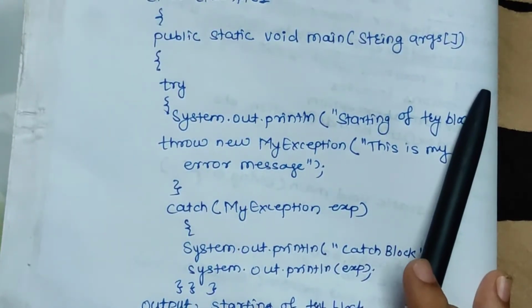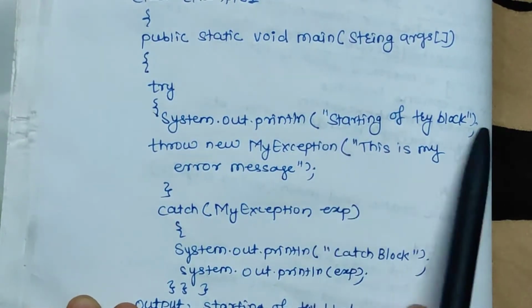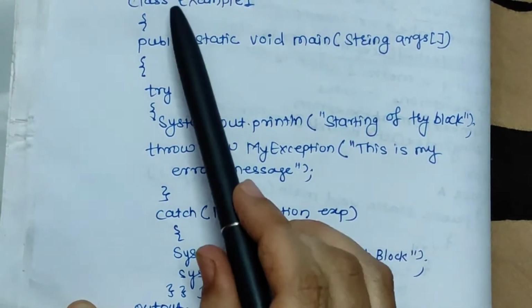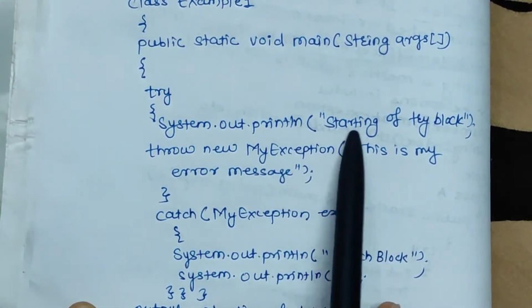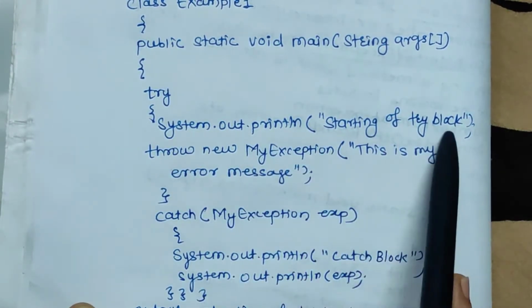Now this is a try block. In the try block, we have displayed "starting of try block". Why is it so? Because the program execution will start from the main method, and in the main method the first statement is starting of the try block. That is, this statement is included in the try block.